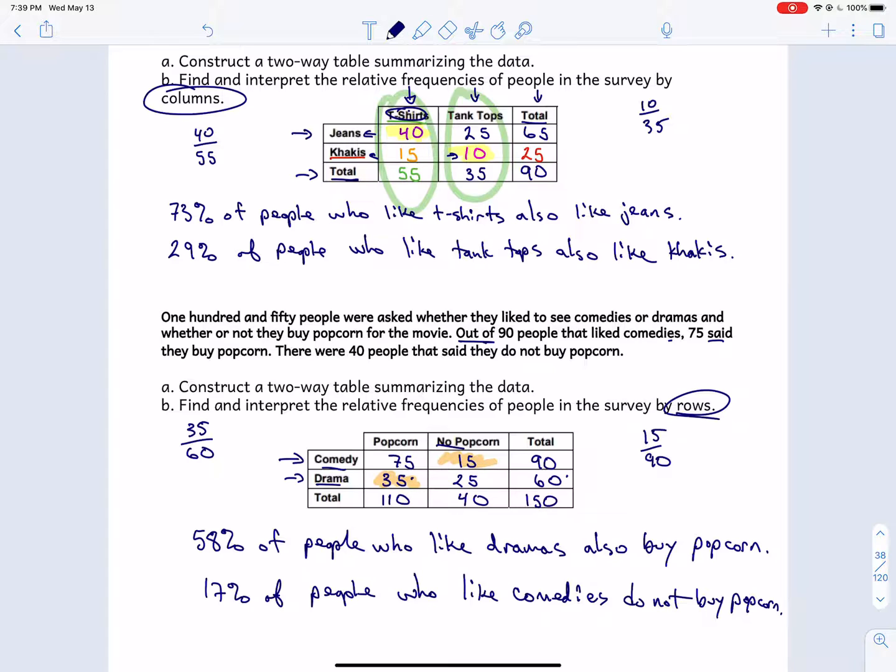But in general, if we just look at this, both categories, drama or comedy, the majority of people did buy popcorn. So it's clear that just people in general like popcorn. And if we look at the numbers here, so 110 compared to 40 people, almost 3 times as many people buy popcorn. So a lot of information that we can get from these tables.